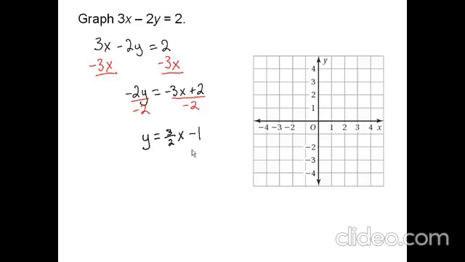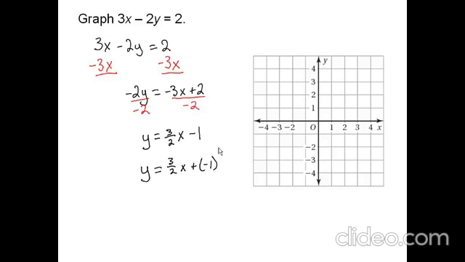This equation is almost in slope-intercept form. We need to have a plus sign in front of the y-intercept. Remember that minus 1 is the same as plus negative 1. So we can rewrite the equation to be y equals 3/2 x plus negative 1.